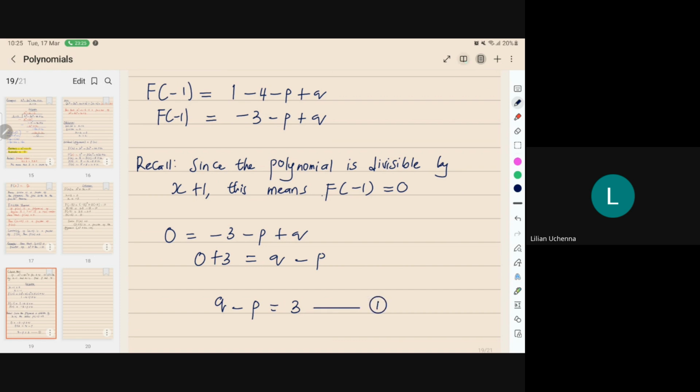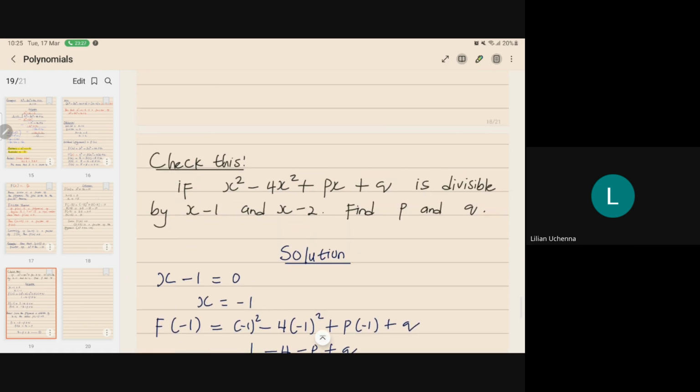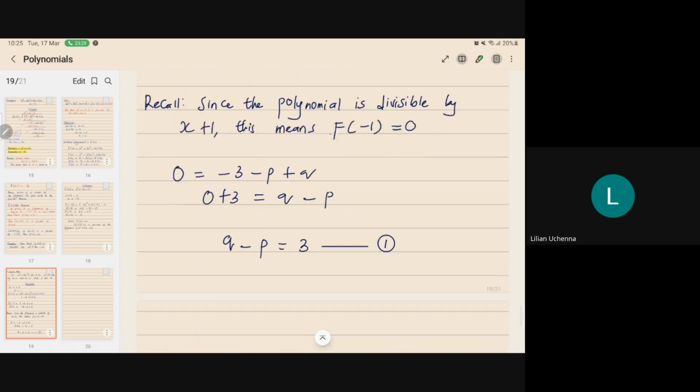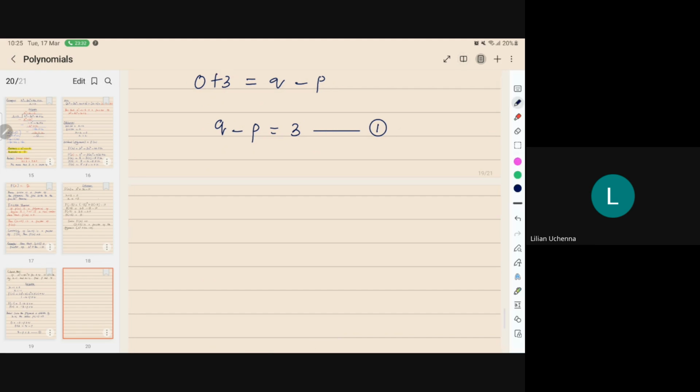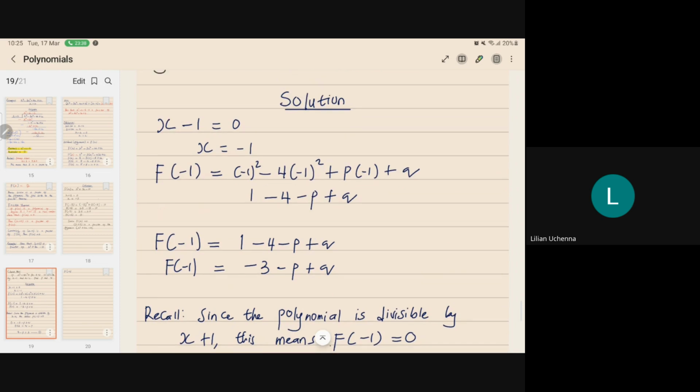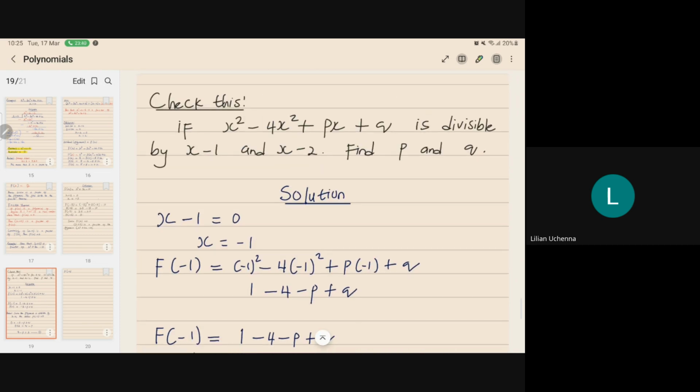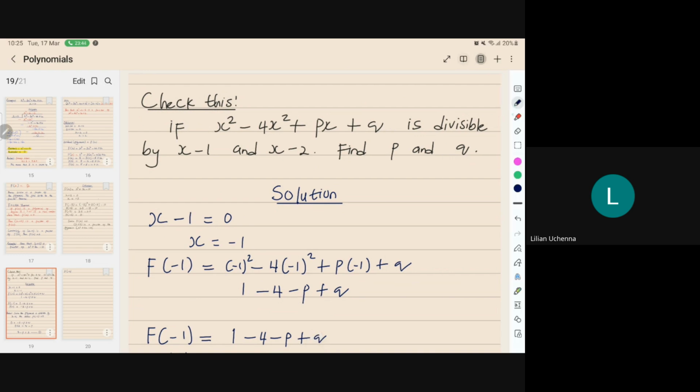Now we have two variables. They are divisible, so we have x minus 2 as well. So that means I have the function of minus 2, right? Sorry, I'm making a very big mistake right here. So sorry about this.